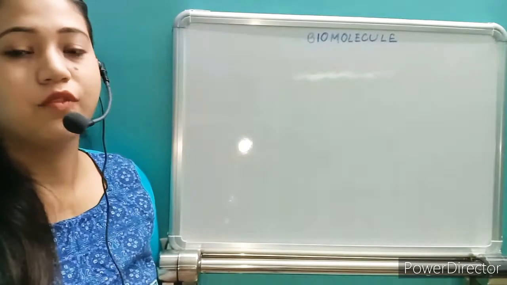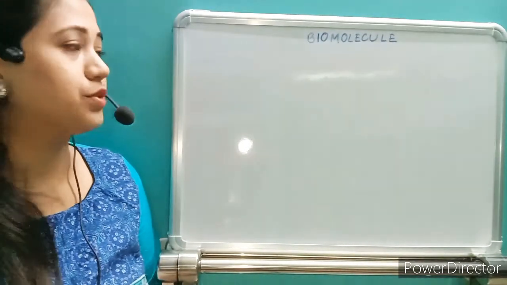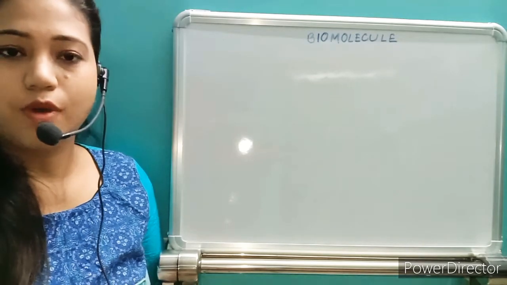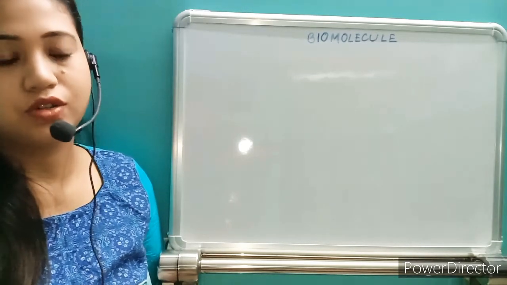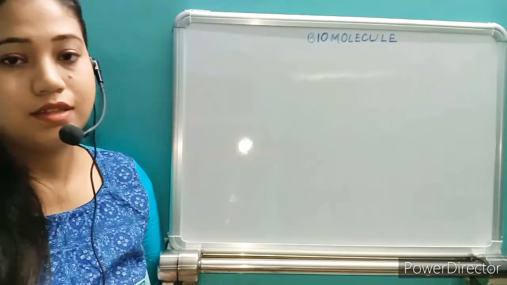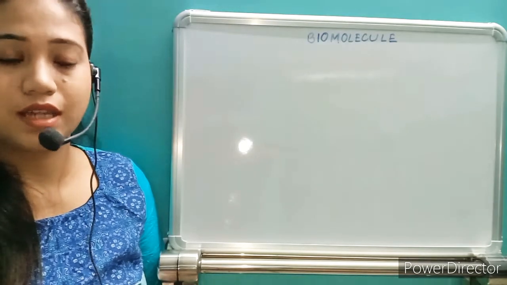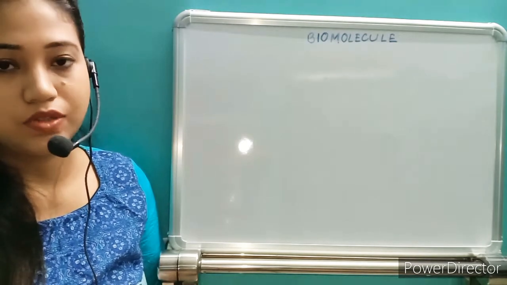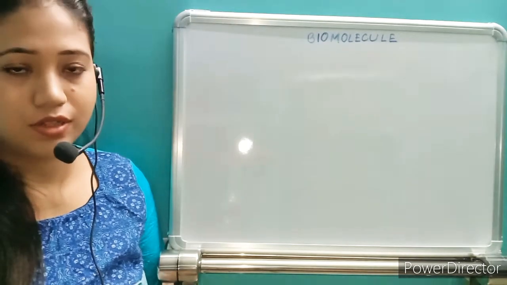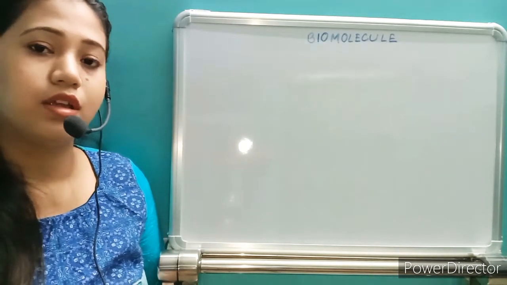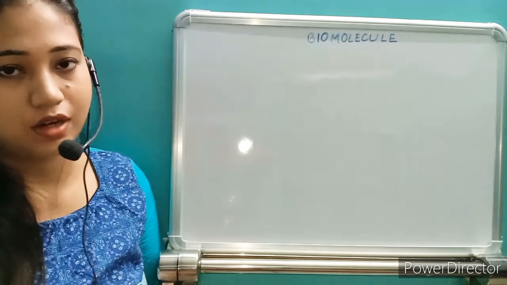Hello students, today we are going to start a new chapter. That chapter is Biomolecule. This Biomolecule chapter is given in your first year biology book. This chapter is very important from your NEET point of view also, because this same chapter is given in your chemistry second year. As well as in the second year biology book itself, we have another chapter. That chapter is molecular basis of inheritance.